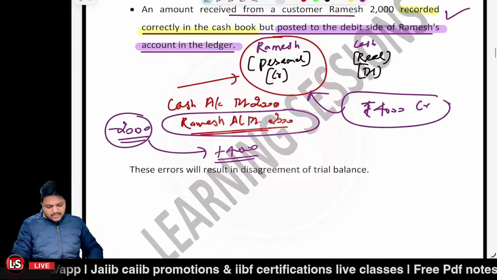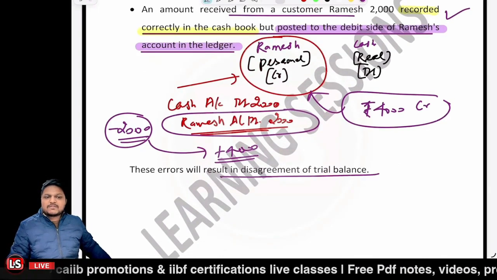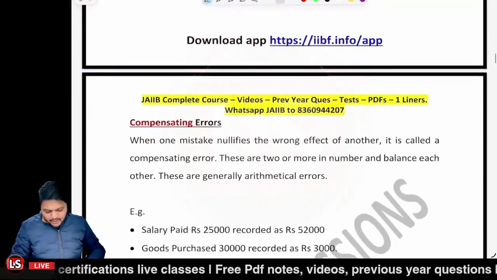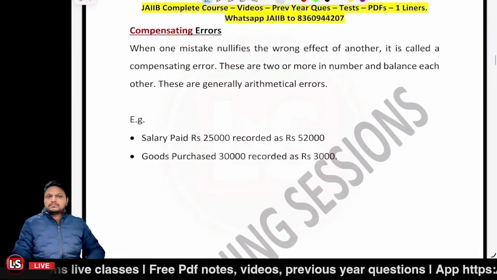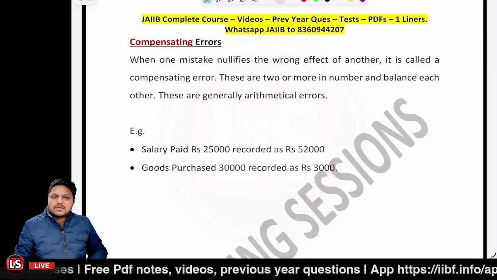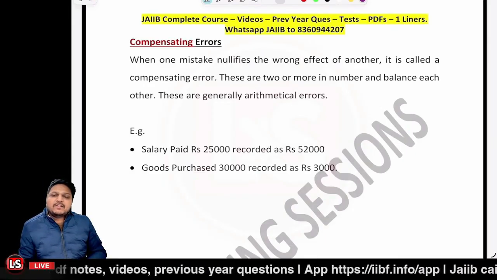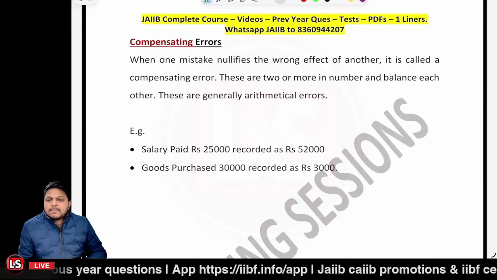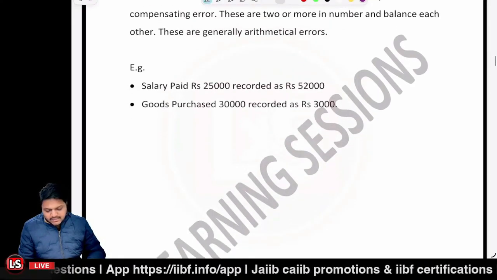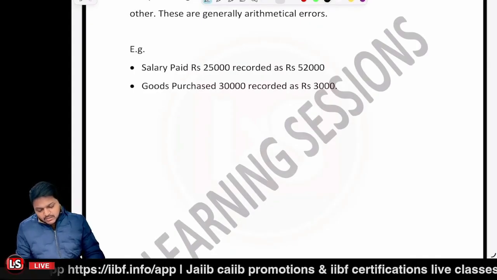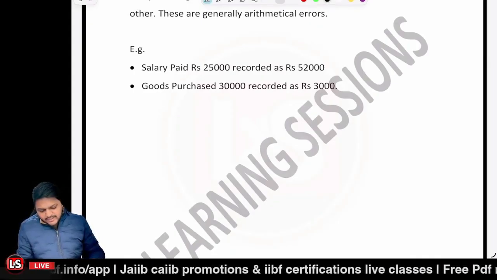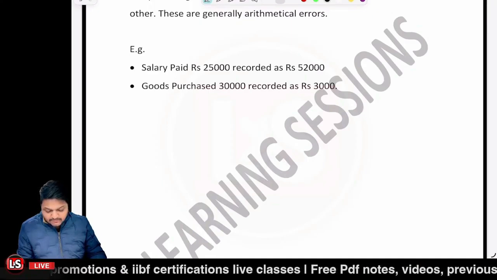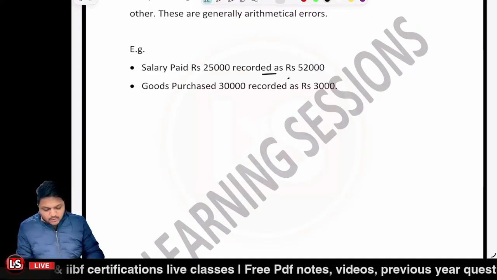So these errors are going to cause disagreement of the trial balance for sure, right? Further, it's related to the compensating errors. Compensating errors: when one mistake nullifies the wrong effect of the other mistake, it's a compensation. It's a compensating error, right? Let's go for this example. It says salary paid recorded as rupees 52,000. You paid salary of rupees 25,000, but it is recorded as rupees 52,000.